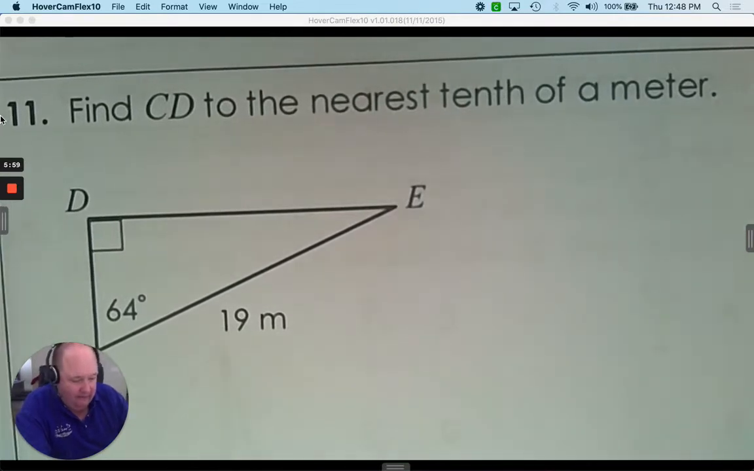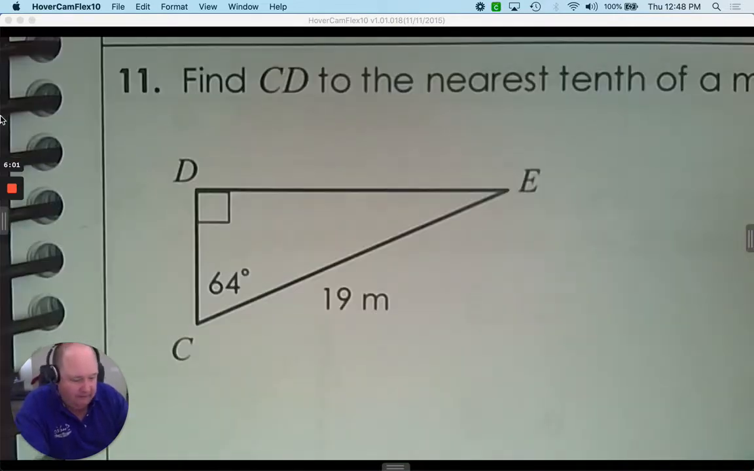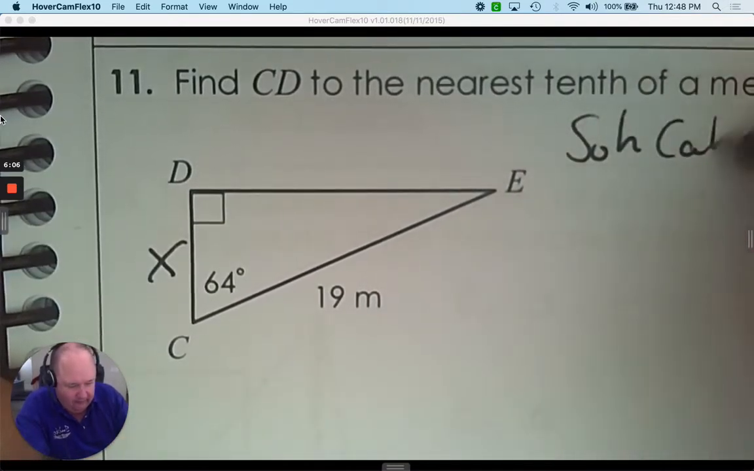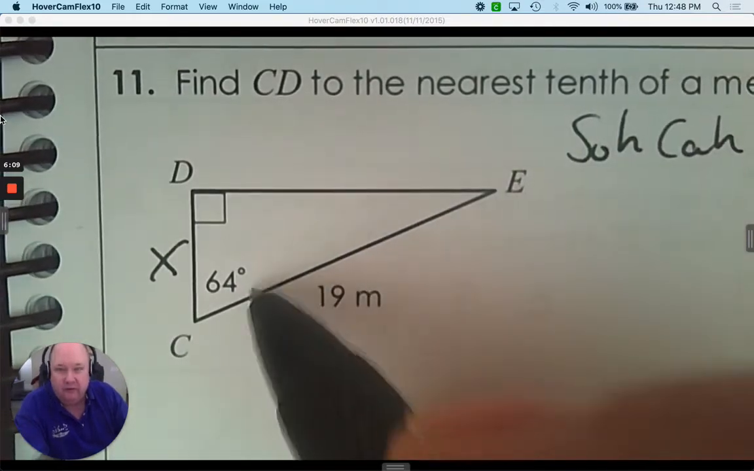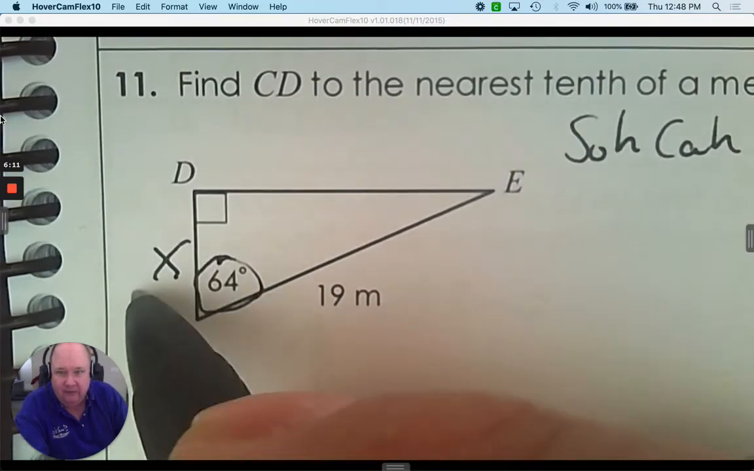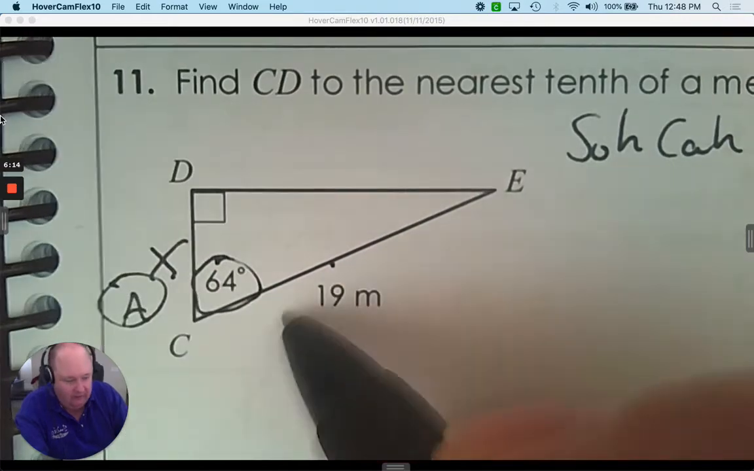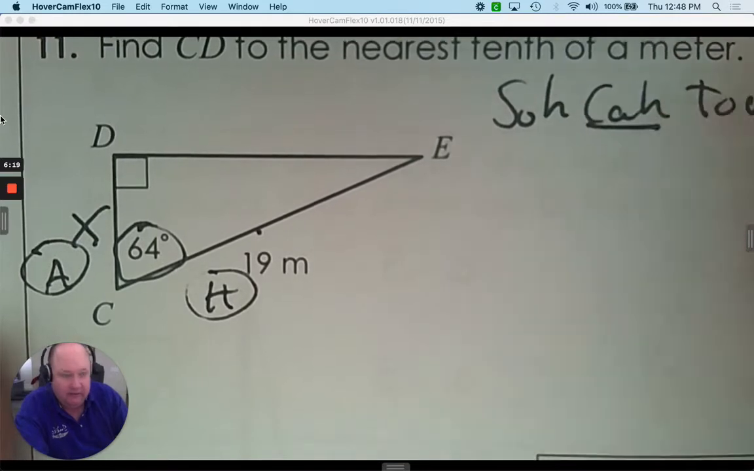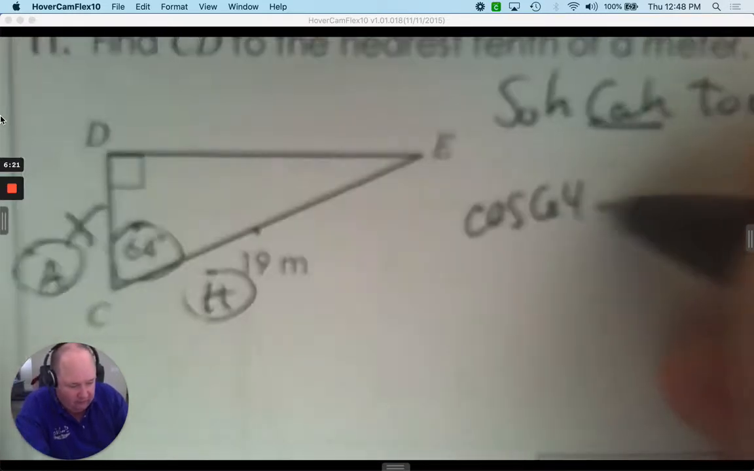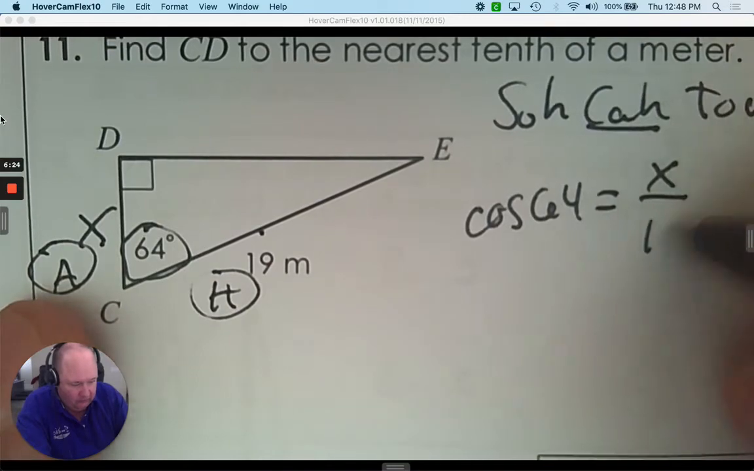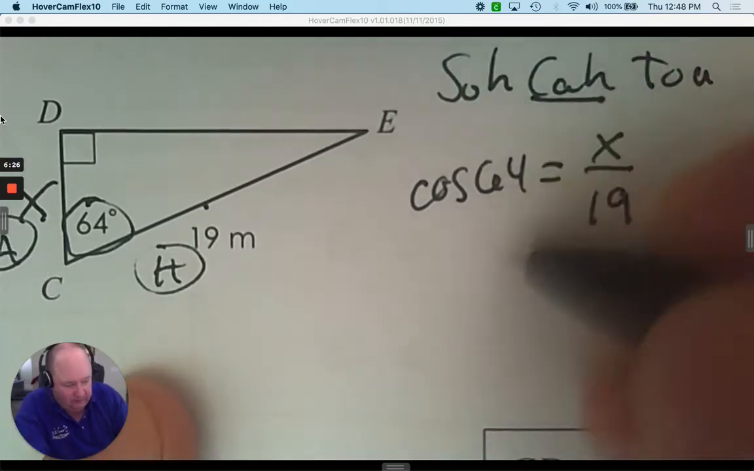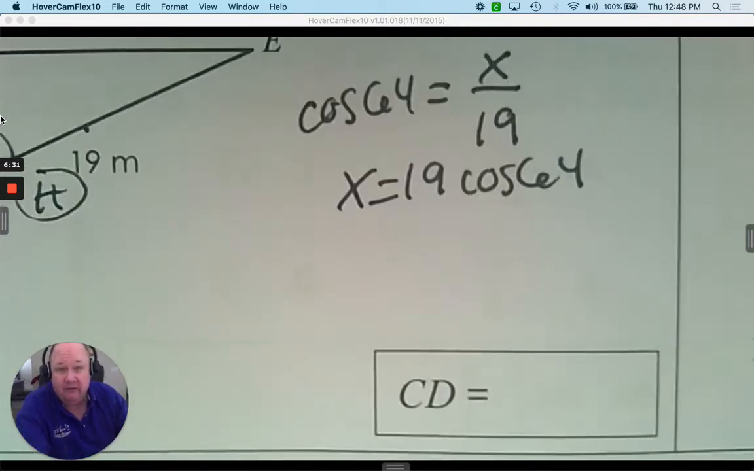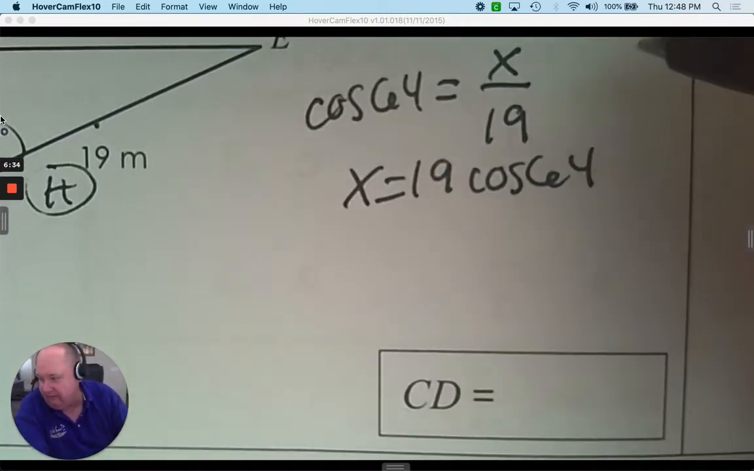Find the CD to the nearest tenth of a meter. So CD is right here. That's x. This is SOHCAHTOA. So to understand it, circle the angle. X is the adjacent side. 19 is the hypotenuse. So which one of these uses adjacent and hypotenuse? So the cosine of 64 is equal to x over 19. To get x by itself, you multiply by 19 and then use your calculator. Make sure your calculator is in degrees, and the correct answer is 17.